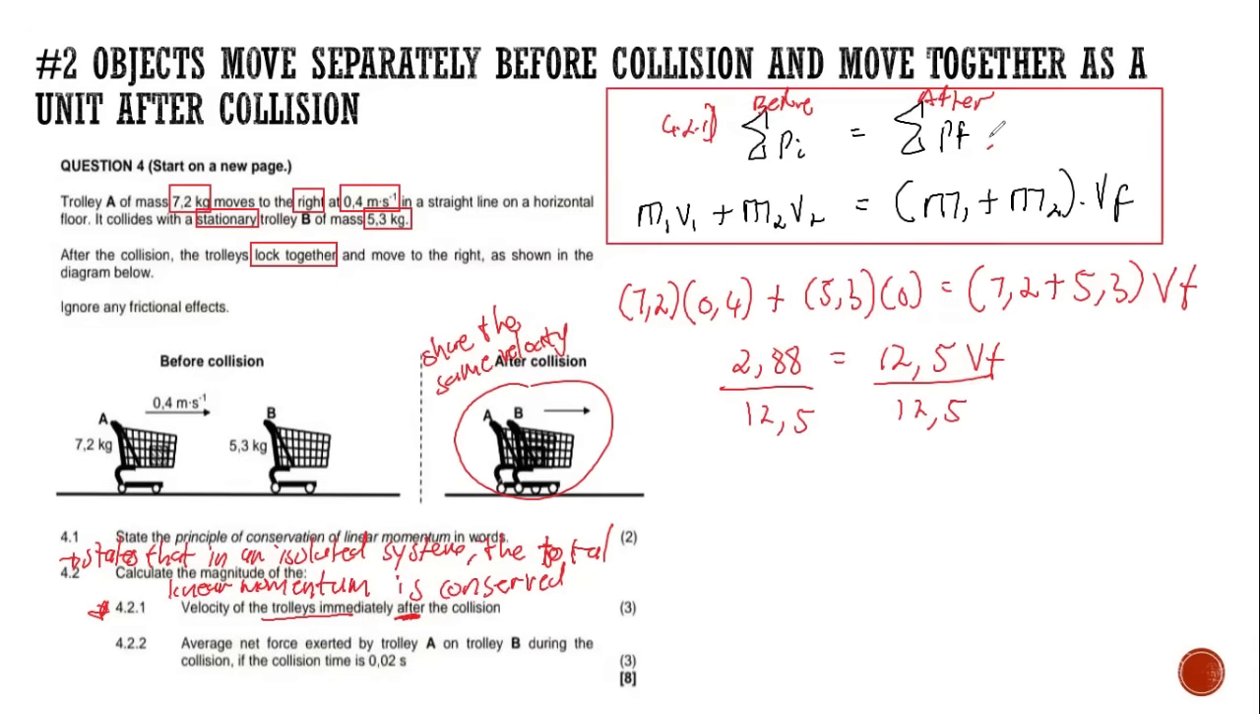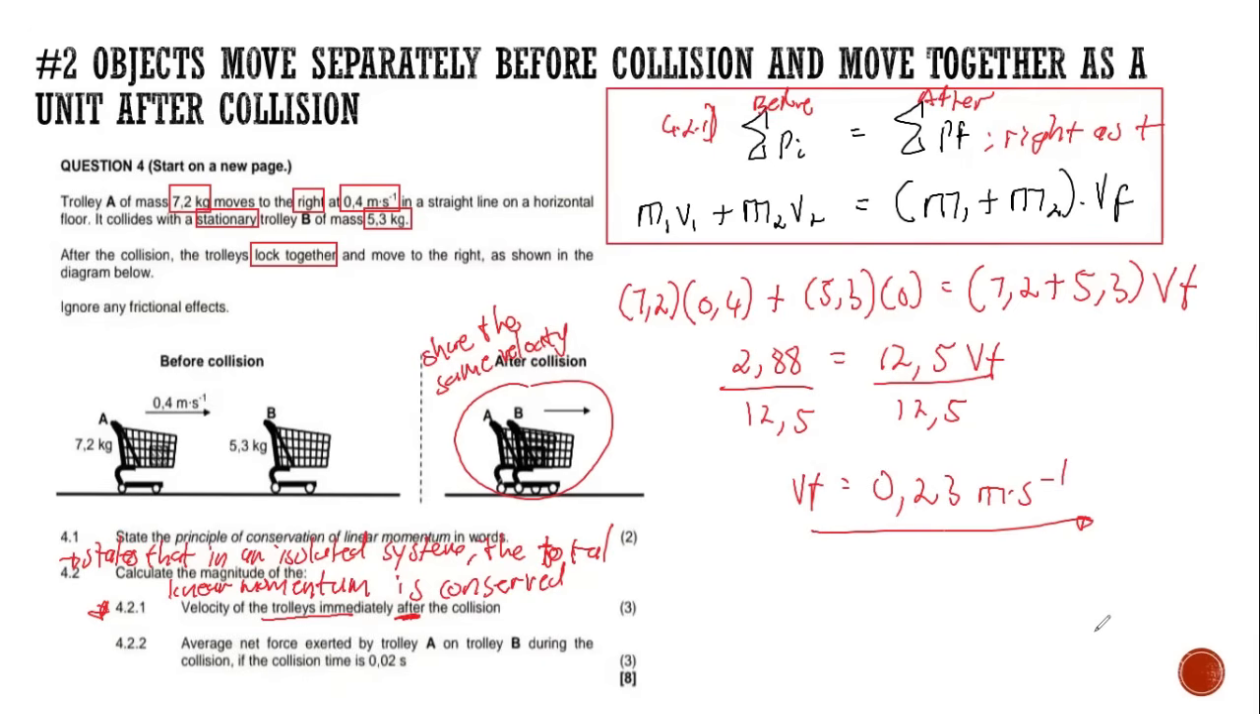12.5. So let's note here that we are taking right as positive. Then we have 2.88 divided by 12.5. This is going to give us VF equals, rounding off to 2 decimal places, 0.23 meters per second, right? So basically, that's how you were supposed to approach this question.